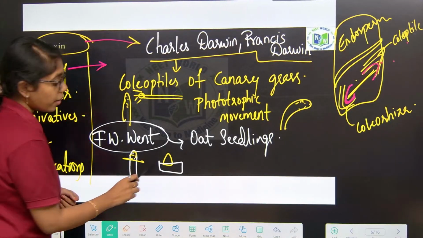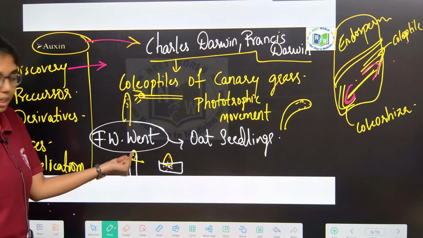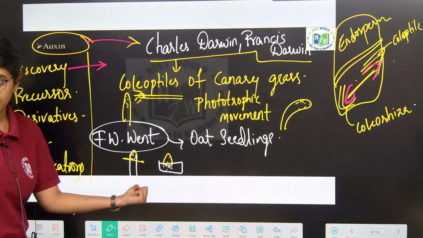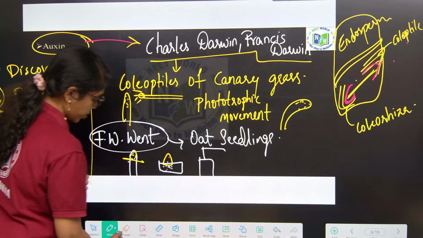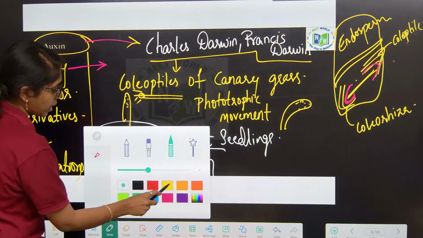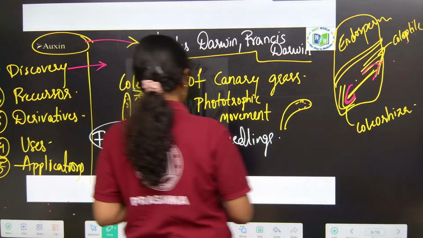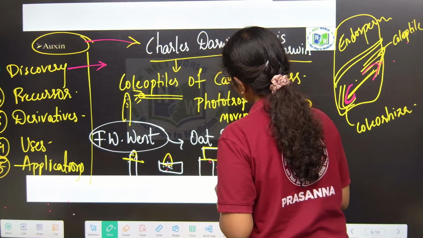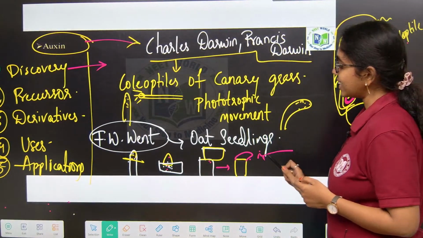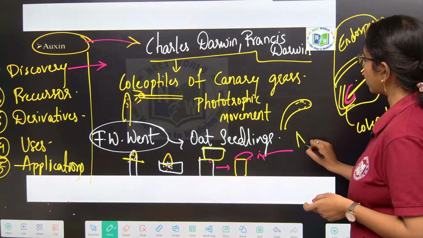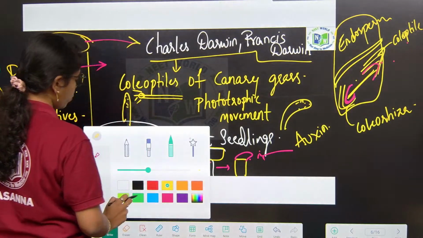This agar block will absorb the chemical substances which are present in the decapitated coleoptile, and then the agar block is placed on the decapitated part. After some period of time, this part showed a bend response towards the unilateral light. So with this he said that the active substance is what? Auxin. And he has also isolated auxin from human urine.